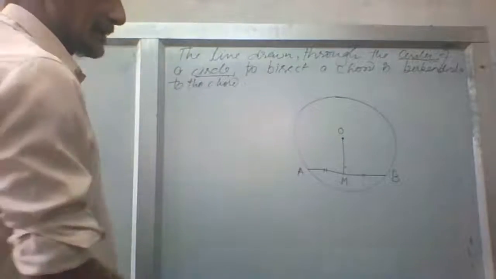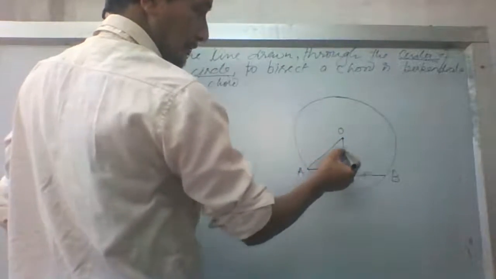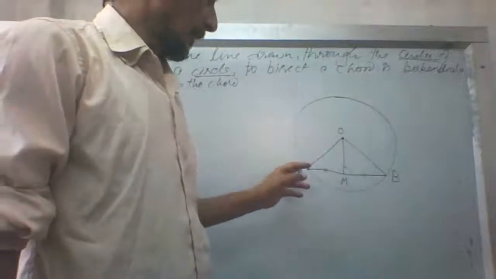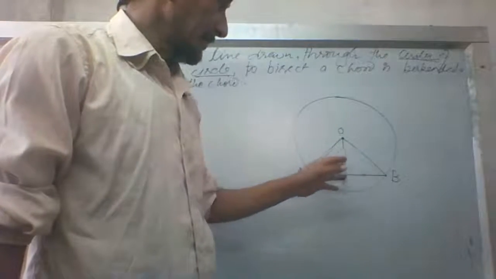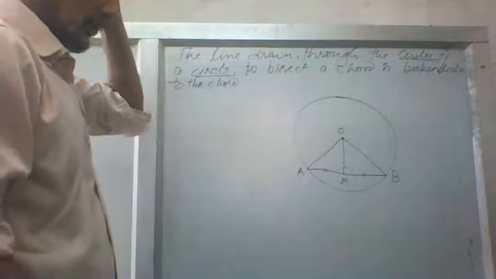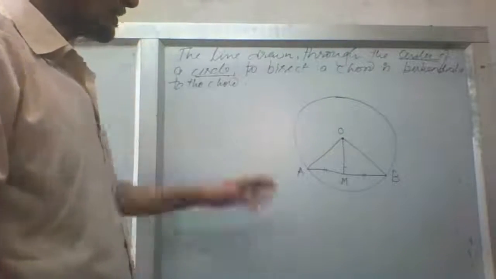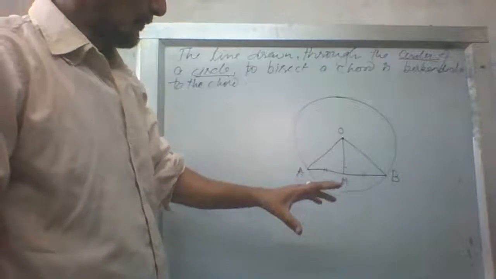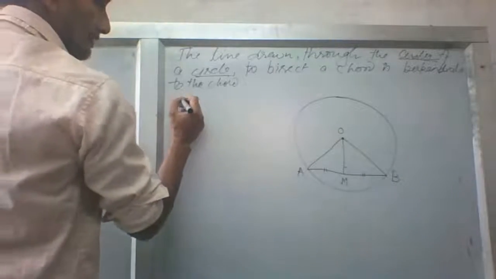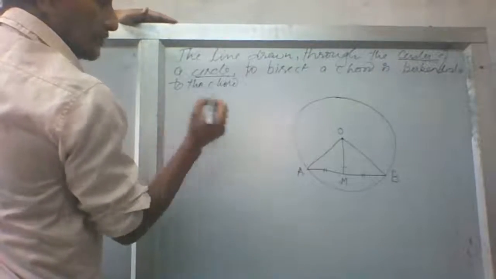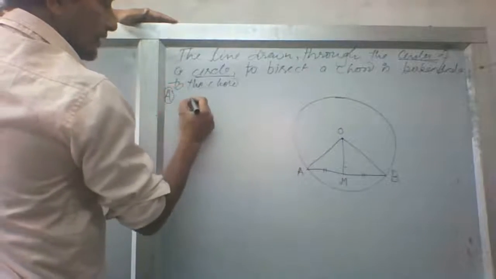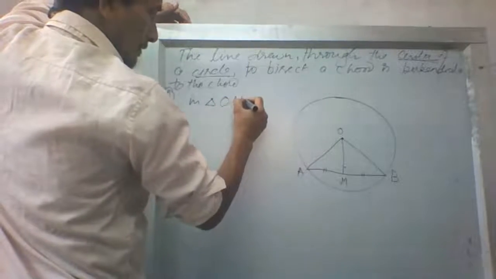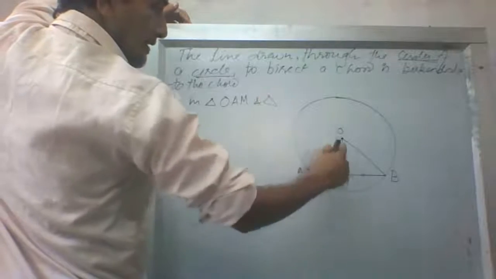Immediately, you touch these 2 points, OA and OB. As soon as you touch both these points together, you see there are 2 triangles in the figure. Okay? Now start defining it. Whatever it is saying, you have to write it. In triangle OAM and triangle OBM.